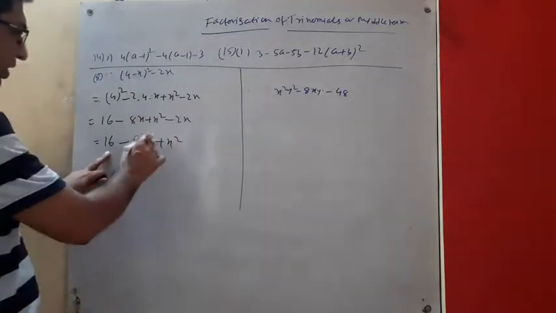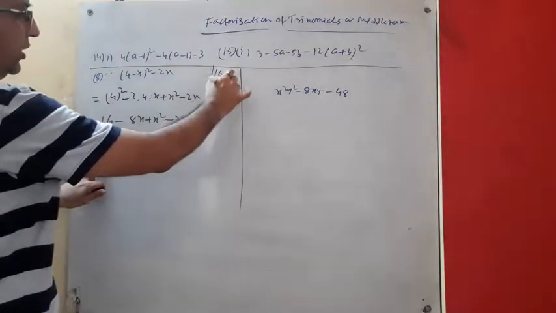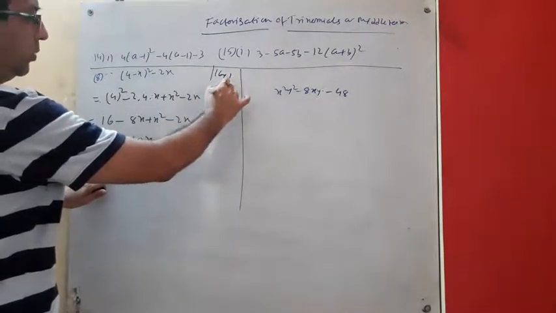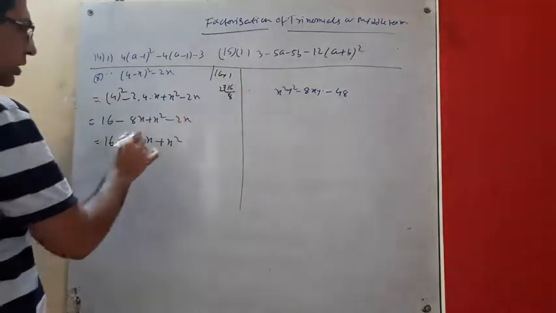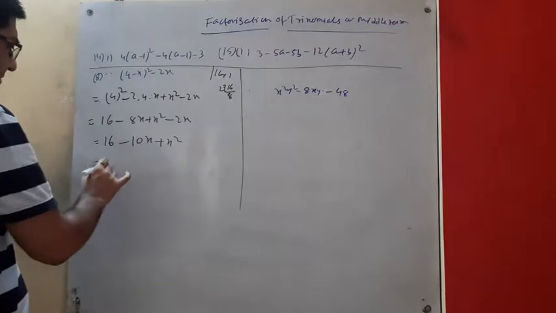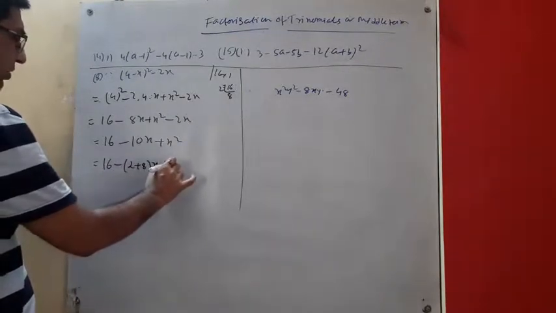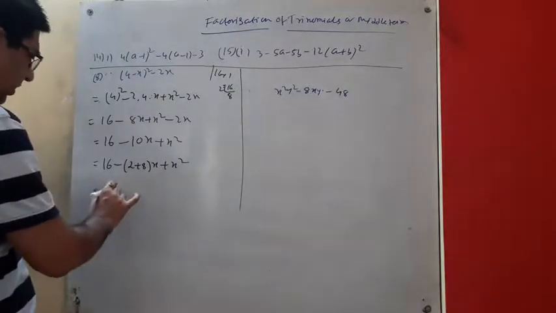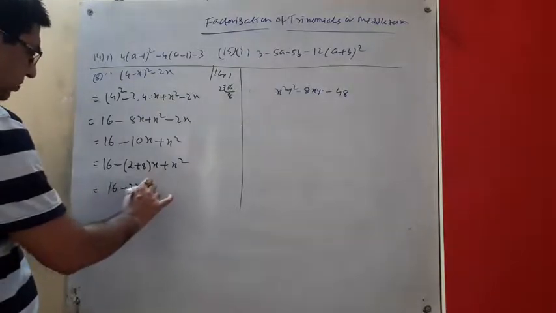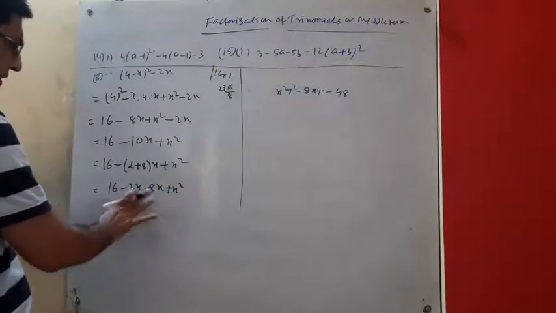Now 16 into 1 is 16. Splitting 16, we get 2 and 8, and adding 2 and 8 we get 10. So 16 minus 2x minus 8x plus x square. You should keep in mind how many signs are there: 2 plus signs and 2 minus signs.